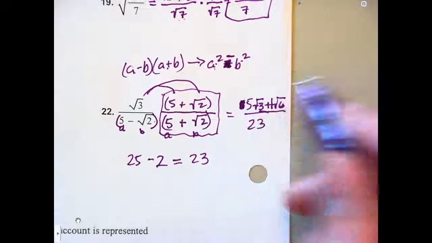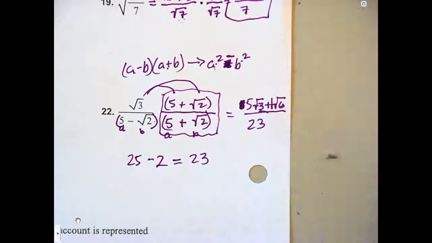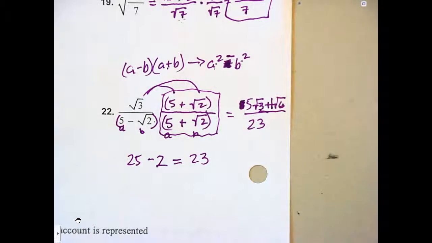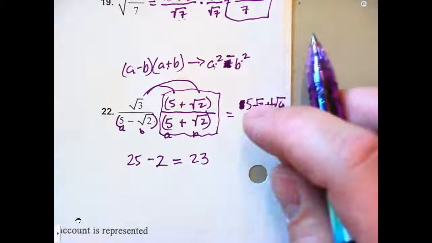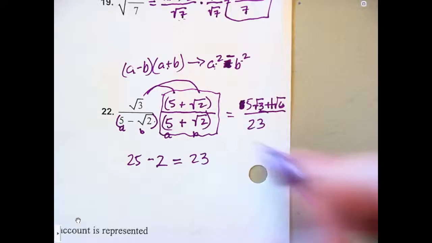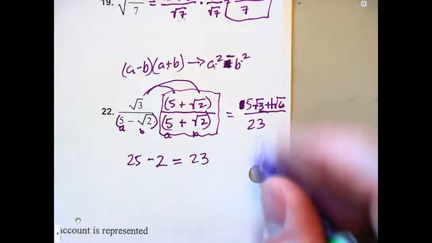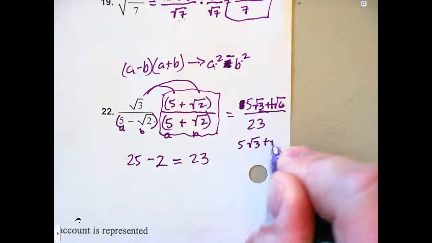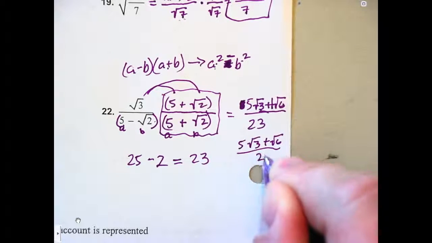No, 5 root 3 and 5 root 6 you couldn't either because you're still counting different things. If it was like 5 root 3 and 3 root 3, you could. You have to have the same root, same number inside the radical. Okay, so our final answer would just be 5 root 3 plus root 6 all over 23.